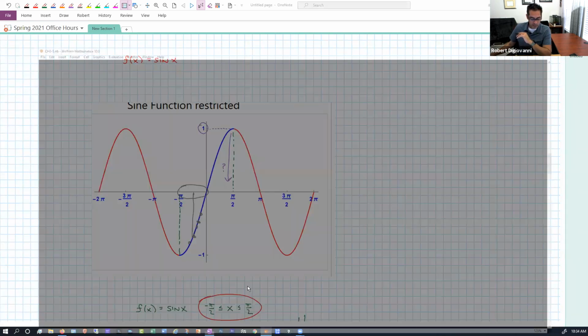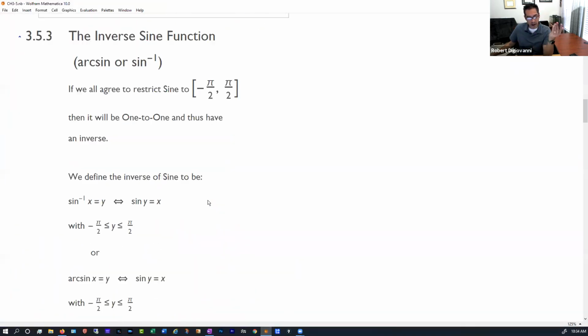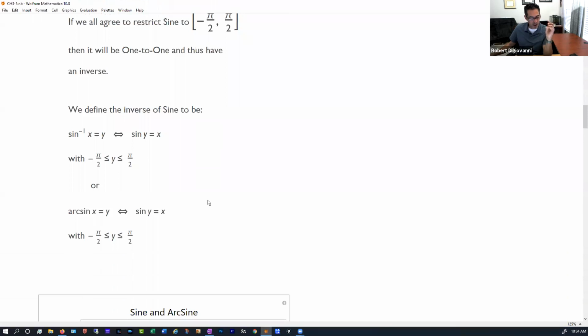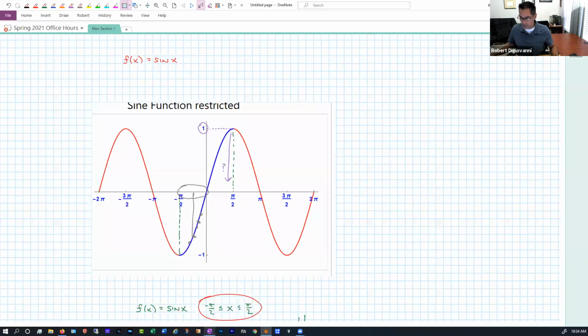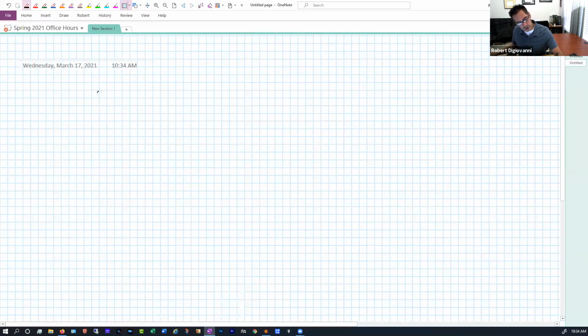Now, we have a name for this, okay? So there are two ways to write the inverse of the sine function. I'll just put them here.